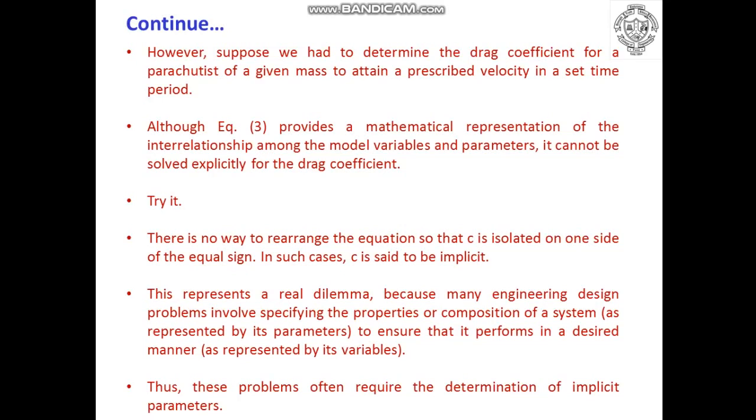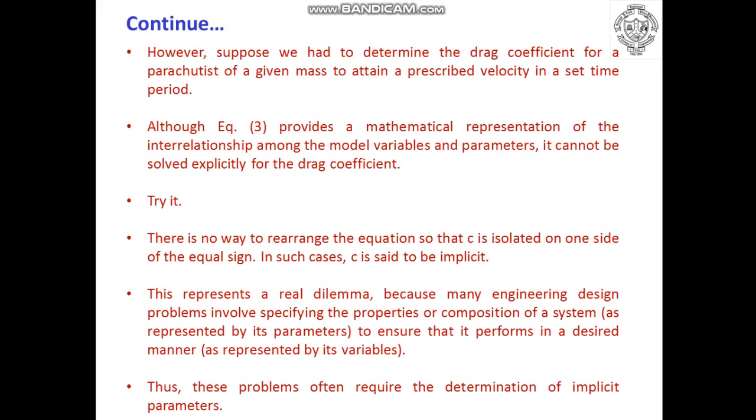velocity in a set time period. Then equation 3, as we know, provides the mathematical representation of the interrelationship between various parameters and the system variables. It cannot be solved explicitly for the drag coefficient. You can try it. There is no way to rearrange the equation so that C is isolated on one side of the equal sign. So for such cases, C is said to be implicit.